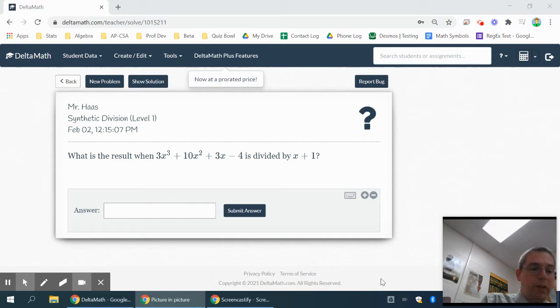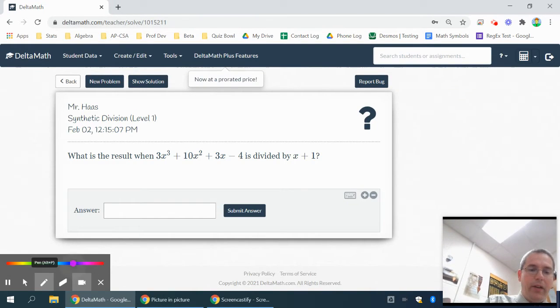Okay, students, we're going to be looking at some division today. Hopefully you've already learned how to do this with your class notes, but we'll go through a couple of problems. Make sure you know how to put this in DeltaMath.